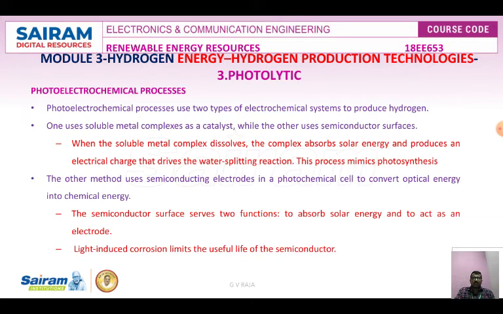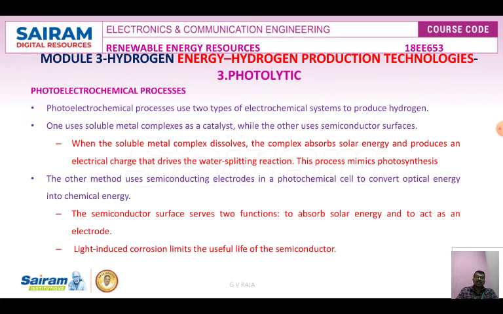The photoelectrochemical process uses two types of electrochemical system in order to produce the hydrogen. One uses a soluble metal complex dissolved in solution. The complex absorbs the solar energy and produces the electrical charge that drives the water splitting reaction. This process we call mimic photosynthesis.